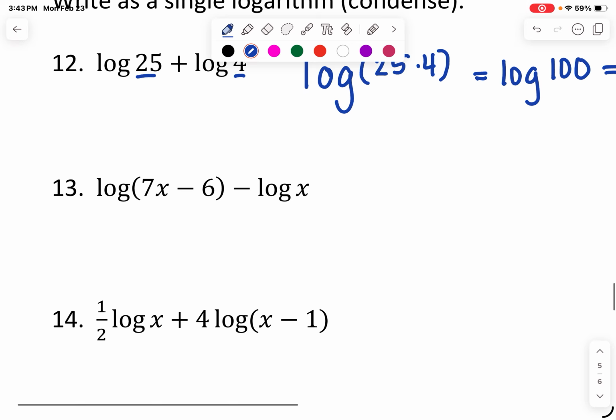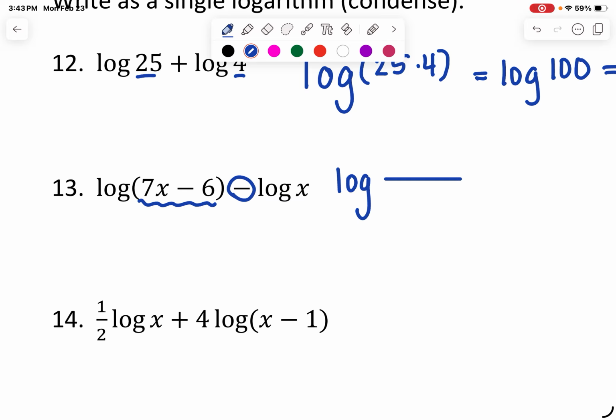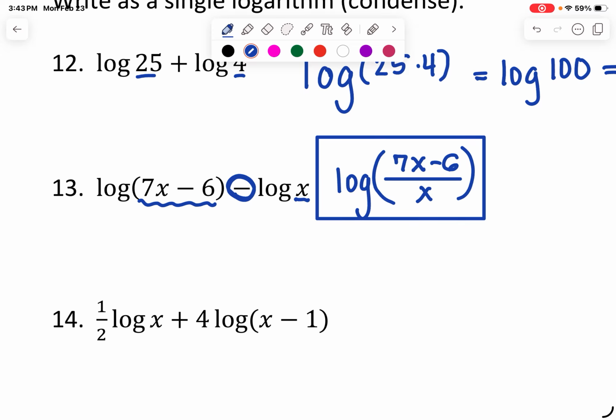All right, next one right here. We're going to write this as 1 log. We're condensing it. Subtraction means that there's a denominator. Everything that's positive, the argument goes in the numerator. Anything that's behind a minus, the argument goes in the denominator. So this argument is in front of a positive log, so it's going in the numerator, 7x minus 6. This argument has a minus in front of the log, so it's going in the denominator, x. And then there is your logarithm condensed into 1 log.